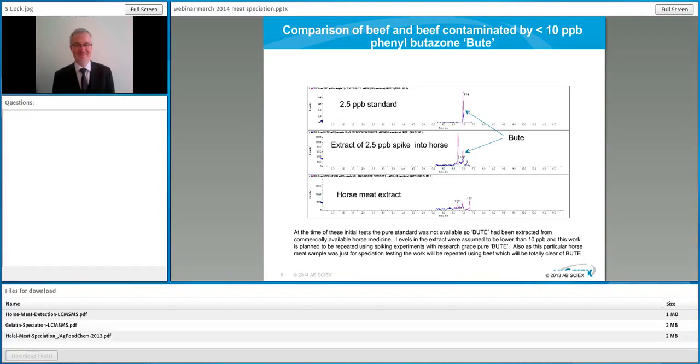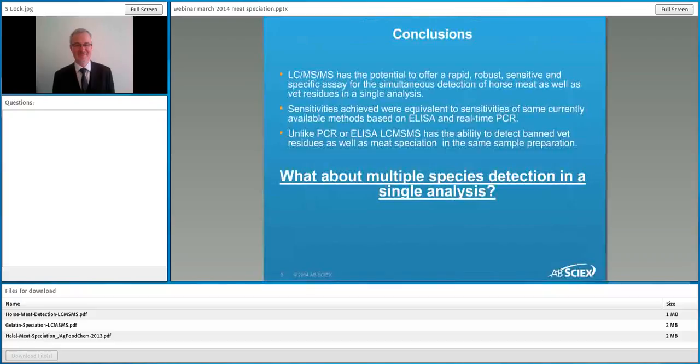So it shouldn't be present in horse meat, and therefore it shouldn't be present in beef as well by default. But what we did here was combine the LCMS method for bute with the horse meat speciation method, detecting the protein markers, all in the same sample prep and all the same LC method. So that enabled us not only to detect the horse meat in beef, but also to detect the presence of bute, which was spiked into the sample at the beginning of the analysis, all in one run.